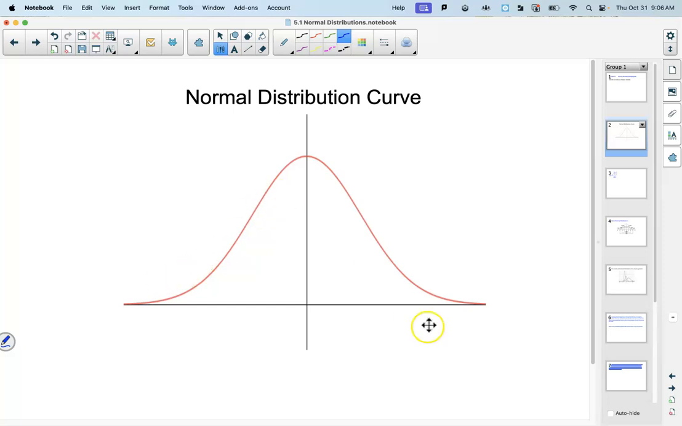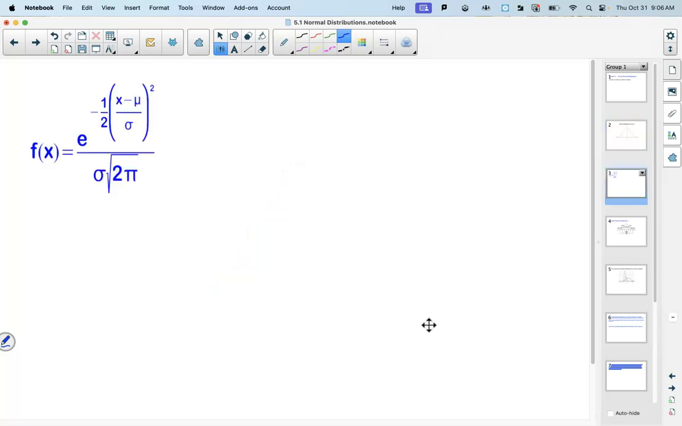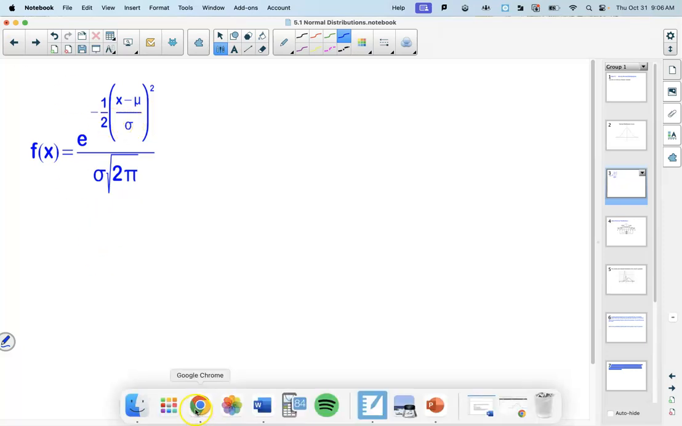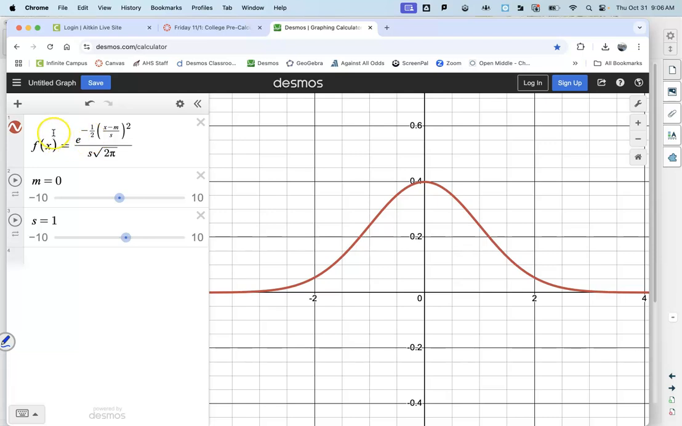I do want to show you the equation for this curve. It's a little intimidating. It looks like this. Okay. It's an exponential, base e, it's e to the negative 1/2 times x minus mu, the mean, over sigma, the standard deviation, squared, all over the standard deviation times the square root of 2 pi. You see a normal distribution and the shape of it and its location, the curve depends on the mean and the standard deviation.